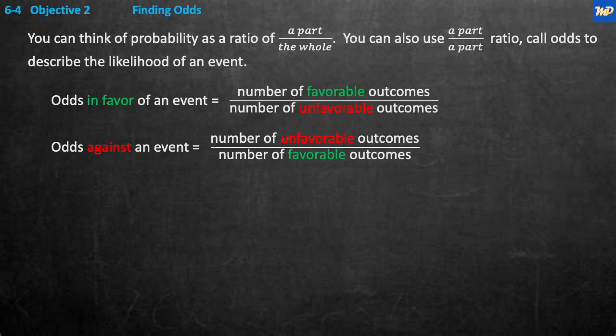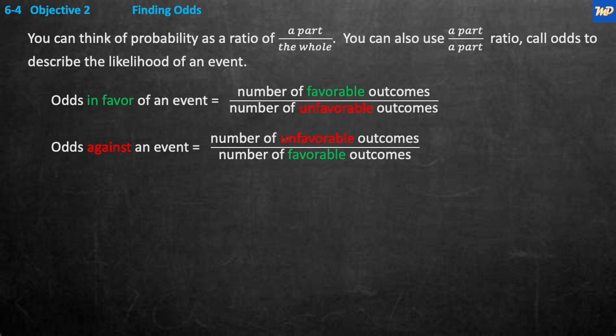Finding odds. So now we're going to talk about the odds, not the probability of an event. When they talk about what the odds are, well, you can think of a probability as a ratio of a part to the whole: 1 out of 6, 2 out of 10, 6 out of 36. A part of the whole over the whole. You can also use a part over a part. That ratio is called odds to describe the likelihood of an event.